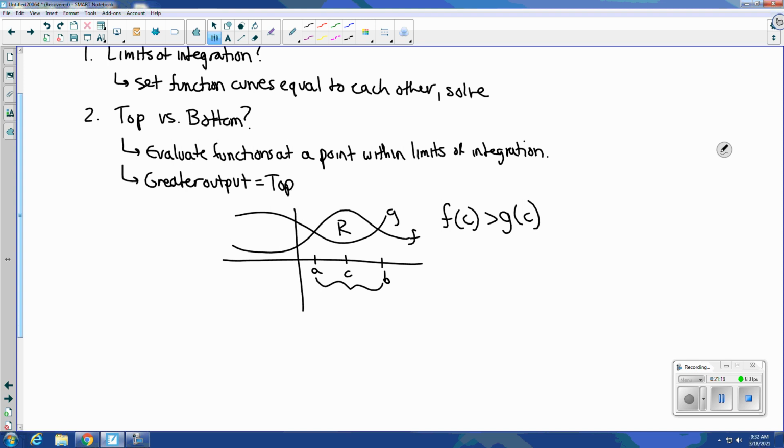Again, we should theoretically be able to do that without actually looking at a picture. So what we don't want to do is choose some C value outside that range of A to B. So you can't just pick whatever you want within the domain of the functions, because now you're going to see that the G output is in fact greater than F, and you're going to misidentify which one's on top for a region of space that you don't care about.